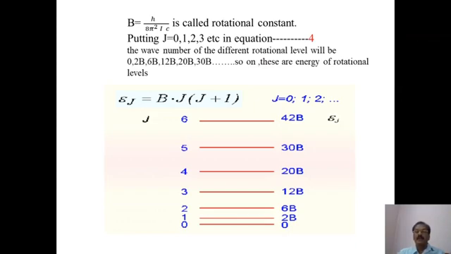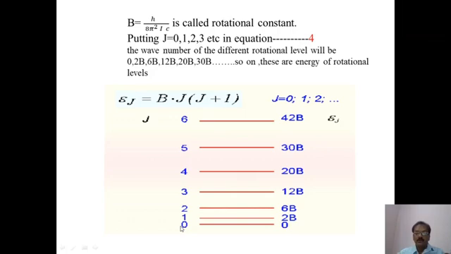Putting the value of J as 0, 1, 2, 3, etc. in equation 4, the wave numbers of different rotational levels will be 0, 2B, 6B, 12B, 20B, 30B, and so on. These are the energies of the rotational levels. Look at the energy level diagram for this. You can consider this as the rotational quantum number 0, 1, 2, 3, and with the help of this, the energy of each rotational level can be calculated by substituting the value of J in the equation.